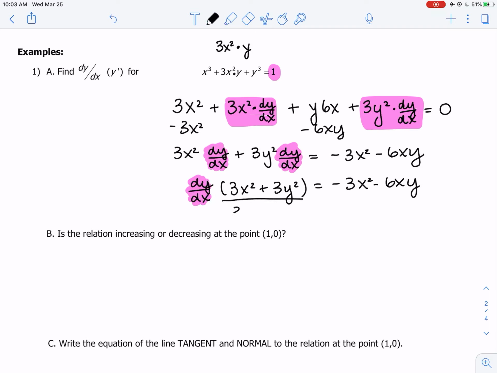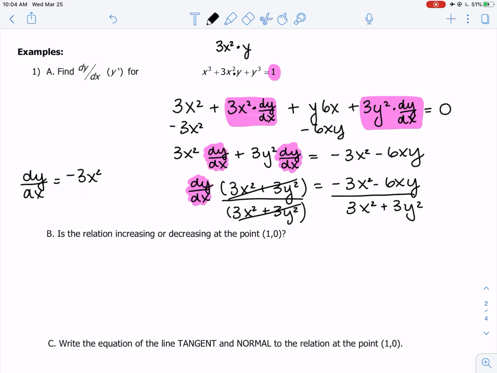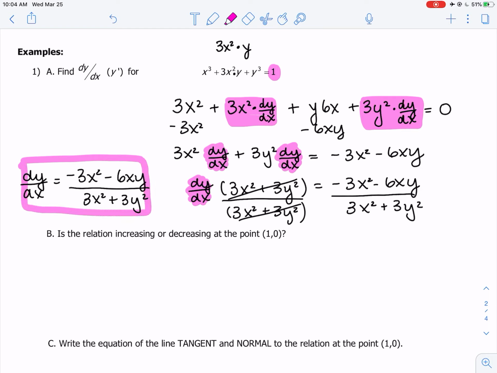So I'm going to divide this side by 3x squared plus 3y squared. And I will do the same to the other side. Divide that by 3x squared plus 3y squared. Notice that these cancel. And your derivative, or your dy dx, is just going to be equal to negative 3x squared minus 6xy over 3x squared plus 3y squared. That is your derivative. That's a lot simpler than taking that equation and having to solve for x or having to solve for y, and then take the derivative from there.